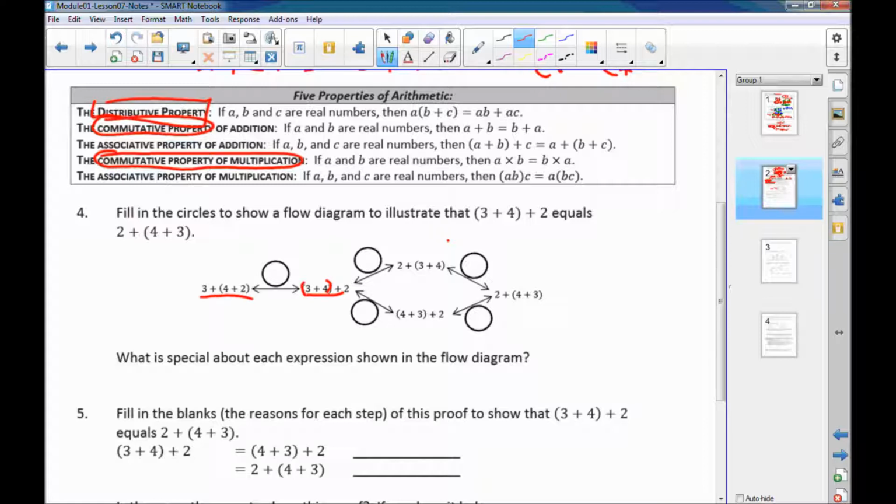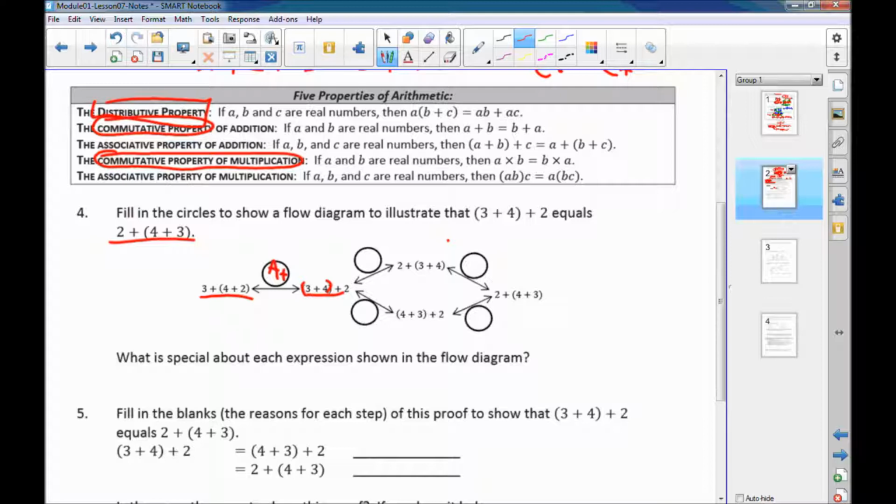it. So we could move the parentheses, 3 plus 4, these parentheses here, and switch them to the 4 plus 2. What property moves parentheses around 3 things? Well, that's the associative property for, in this case, addition. So we'll put associative for addition. Okay. All right, now that moved it that way, but that did not get us what we wanted. We wanted it to be 2 plus parentheses 4 plus 3.